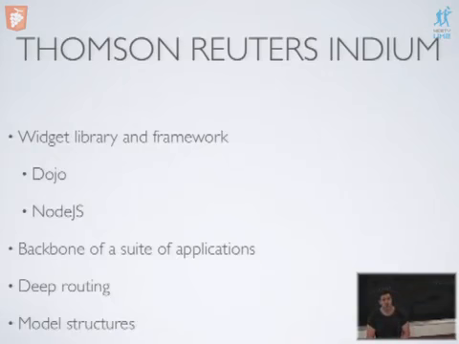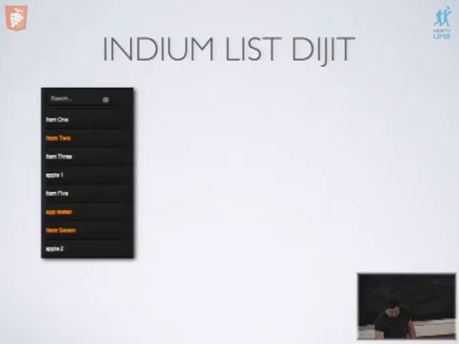We have our own custom model structures, so we can have observable models and stateful models. We can pre-populate them in a model factory. We can inject them into our views. So we have a lot of dependency injection. So I'm going to talk about the list digit. Anybody here familiar with Digit or Dojo? Yeah, you are. So a widget, as I said, is a self-contained piece of functionality.